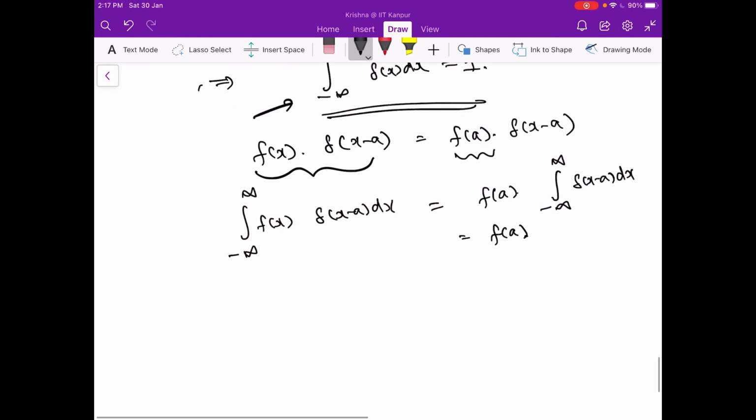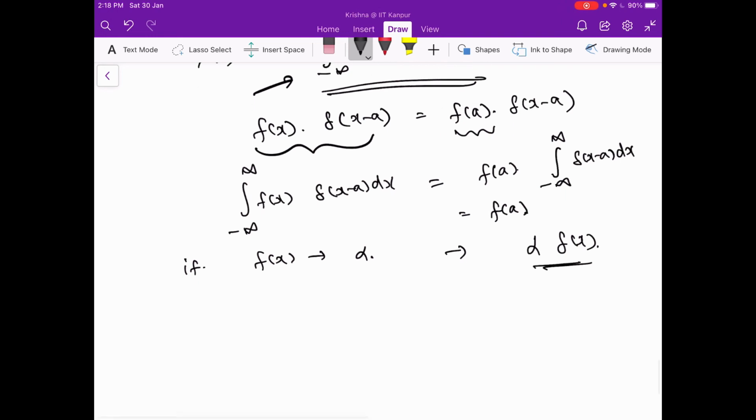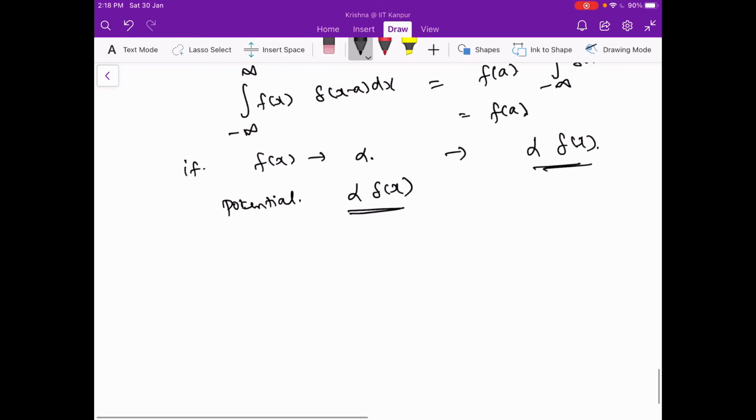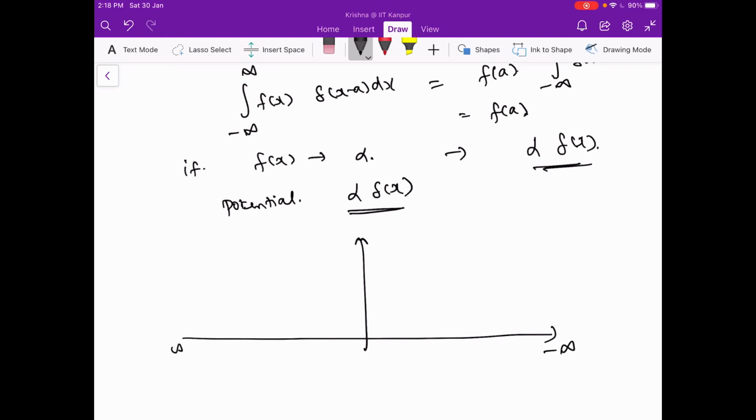So this function f of x can also be a constant. If f of x is, say, alpha, then we have a function which is called alpha delta of x. If we multiply it by delta of x, we get alpha delta of x, and we define a potential alpha delta of x to be where a particle exists, right? So this is minus infinity to infinity.